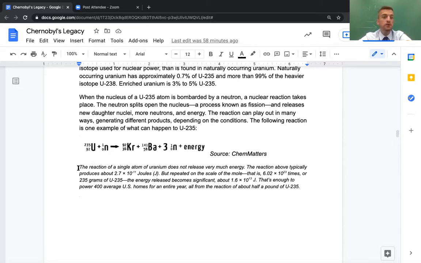The reaction of a single atom of uranium does not release very much energy. The reaction above typically produces about 2.7 times 10 to the 11th power joules, but repeated on the scale of the mole, that is 6.02 times 10 to the 23rd power times, or 235 grams of U-235, the energy released becomes significant, about 1.6 times 10 to the 13th power joules. That's enough to power 400 average US homes for an entire year, all from the reaction of about half a pound of U-235.